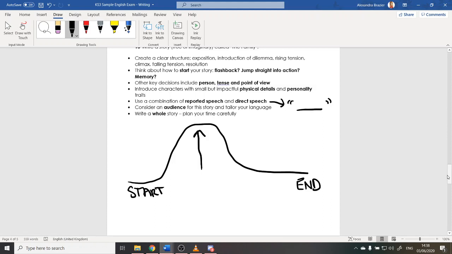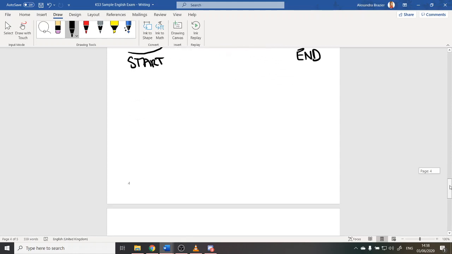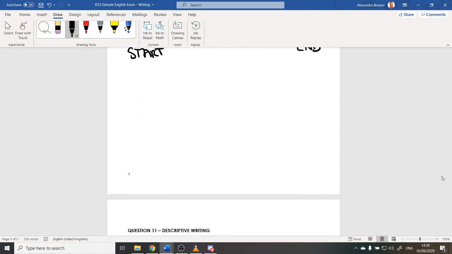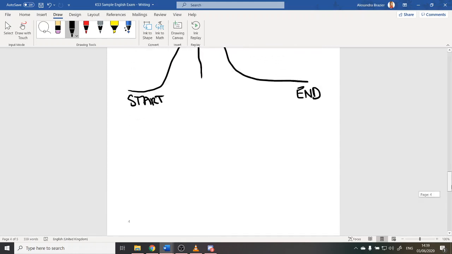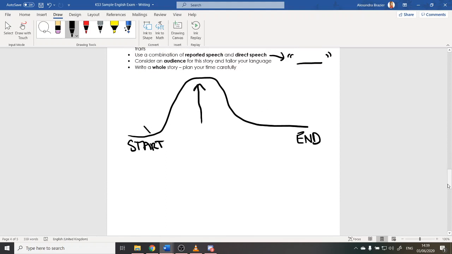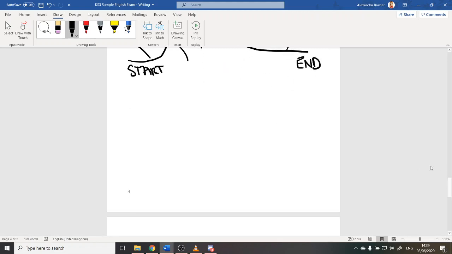Consider an audience for this story and tailor your language. So think about, who's this story for? Is it for adults? Is it for children? And then writing a whole story, planning your time carefully. So planning this one, you might want to use the diagram that I've done, where you might want to draw little plot points on here and say what happens when, or you might like to do it differently and do a mind map or something like that.